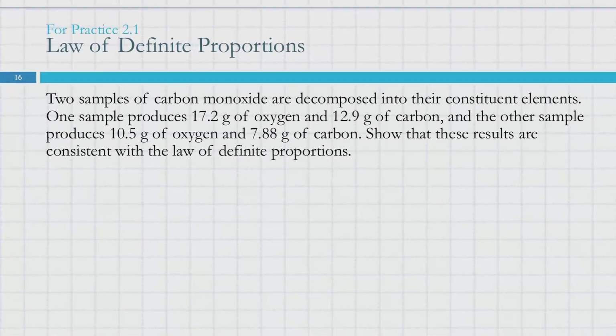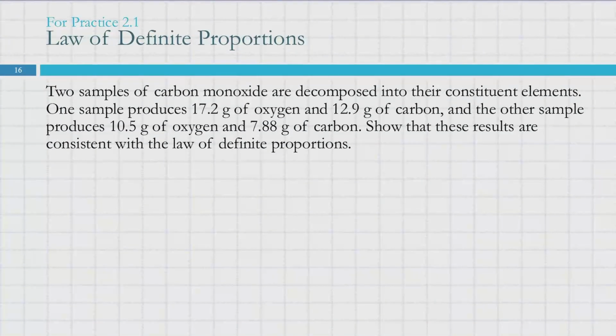All right, one for you to think about, do some calculations with. We've got 2 samples of carbon monoxide. That's a chemical. Those are decomposed into their elements, their constituent elements, the things that make them up. Sample 1 produces 17.2 grams of oxygen, 12.9 grams of carbon. The other sample, sample 2, produces 10.5 grams of oxygen and 7.88 grams of carbon. Show that these results are consistent with the law of definite proportions.